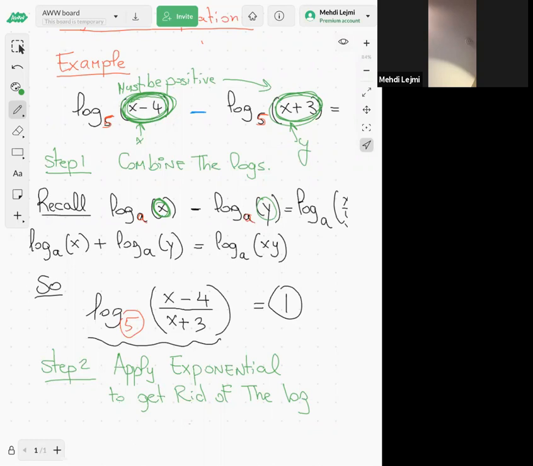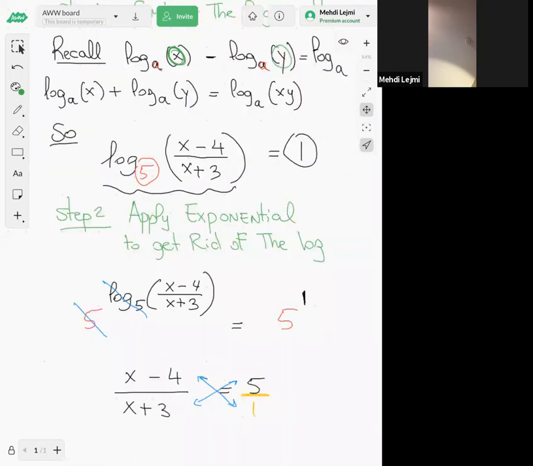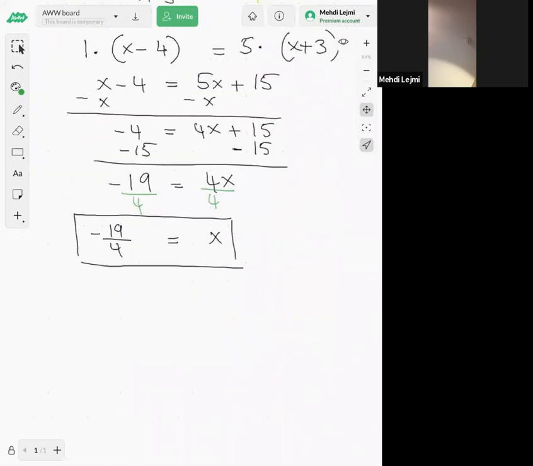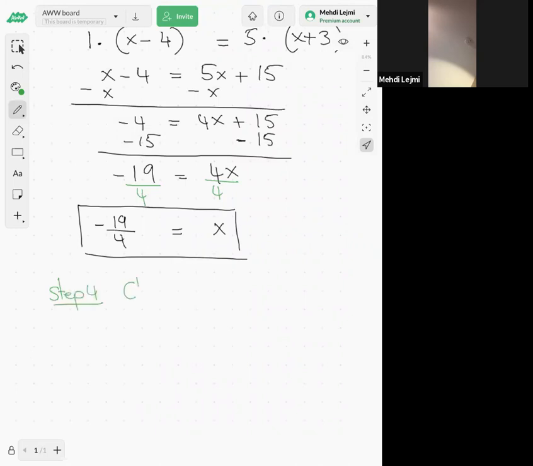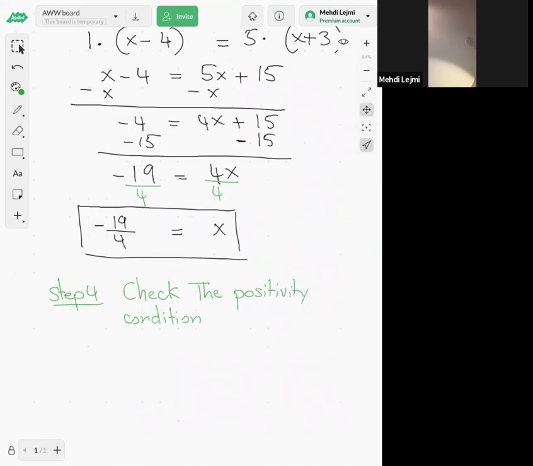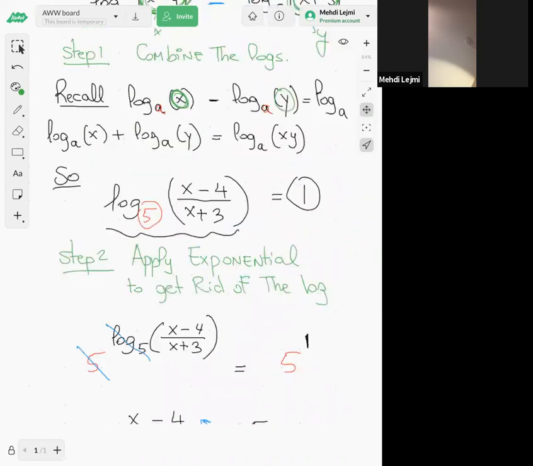It's like saying square root of negative numbers or dividing by 0 is undefined. The same for log. Log of a negative number or a log of 0 is just undefined. So the x minus 4 and the x plus 3 must be positive. So last step would be to check the positivity condition. This is step 4. So we have to check the positivity condition, right? Both my x minus 4 and x plus 3 must be positive.